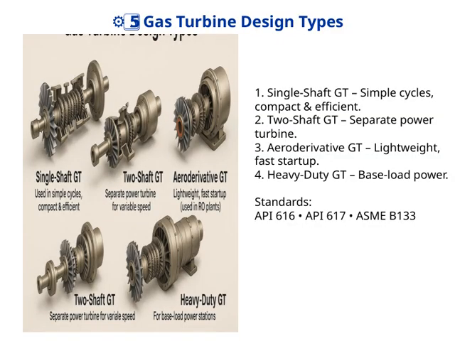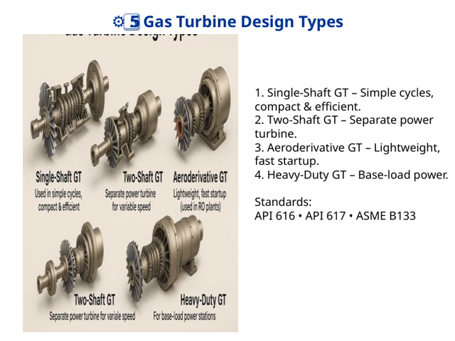Let's take a closer look at the different types of gas turbine designs. First up is the single-shaft GT. These turbines are known for their simplicity, making them ideal for many applications. They feature a single shaft that connects the compressor and turbine, resulting in a compact design that is both efficient and easier to maintain. Next, we have the two-shaft GT. Here, the power turbine is separate from the gas generator, which allows for greater flexibility in operation.